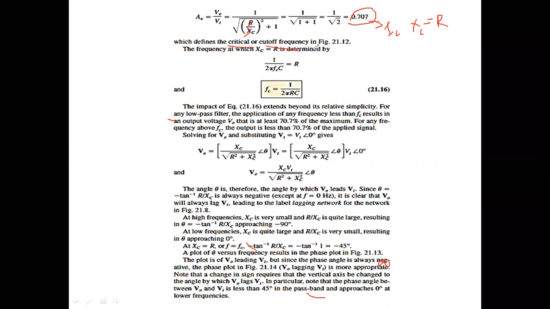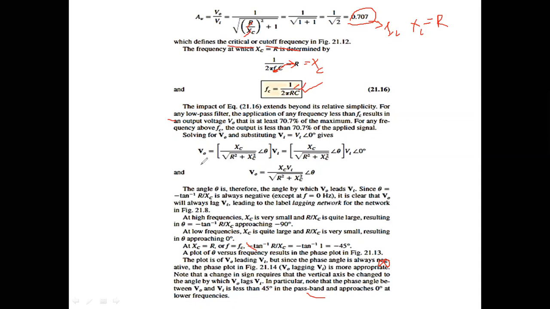Xc is equal to 1 over 2 pi fc. So Xc is equal to R. So R is equal to 1 over 2 pi fc, which means by cross multiplication, fc is equal to 1 over 2 pi RC. This is the formula of fc in terms of R and C.